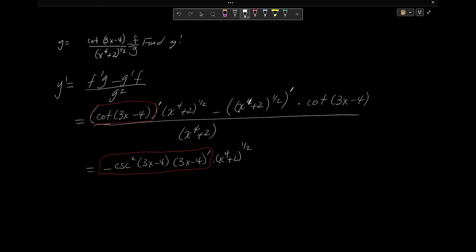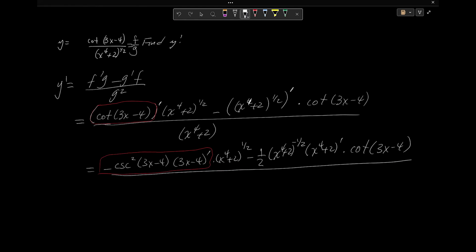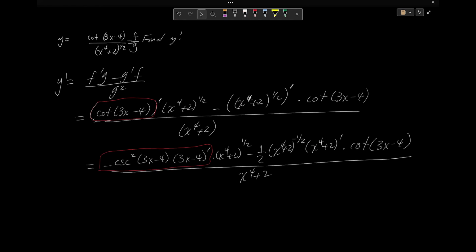Then derivative of this, again, we have a something to a power. So we drop the power, something to 1 less power times the derivative of that something. Cotangent 3x minus 4. All of this is over x to the 4 plus 2.